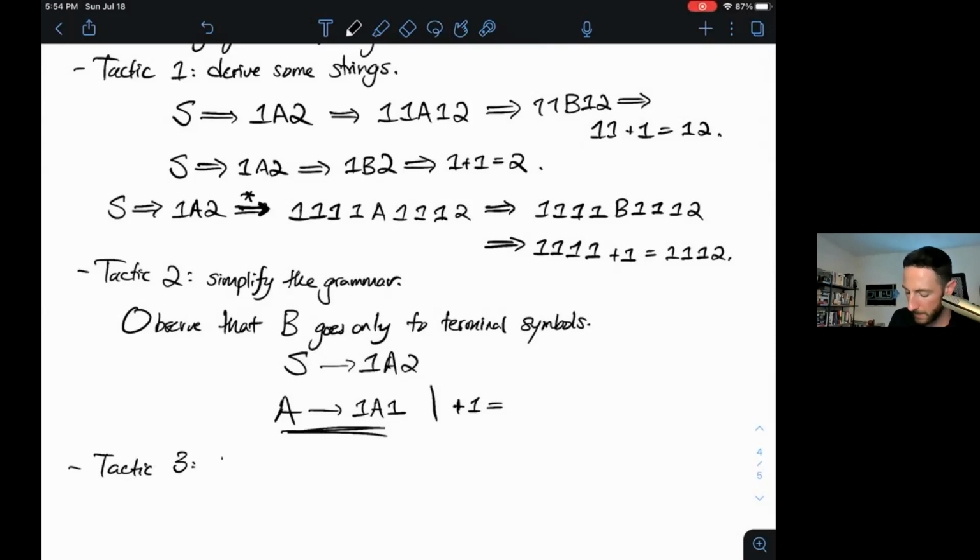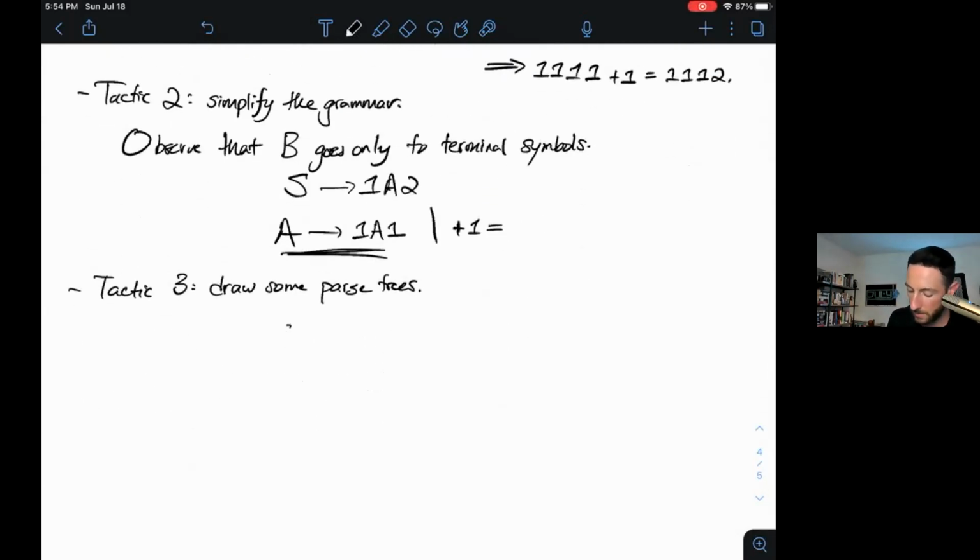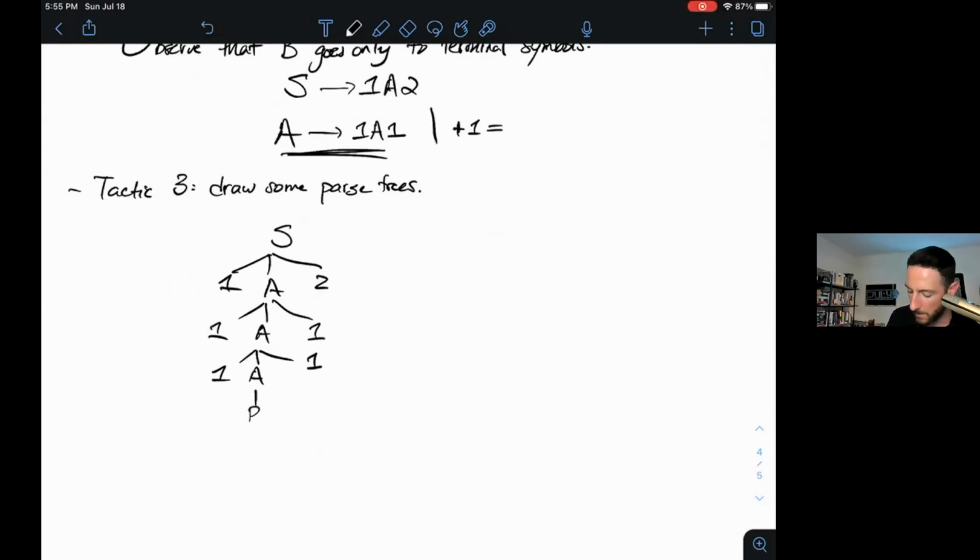A third way, I could draw some parse trees. Sometimes these are even more helpful than derivations for seeing the structure of what's going on. So in particular, I start with S, and then maybe I go to 1A1, and then, oh, sorry, S goes to 1A2, doesn't it? It's always a 2 at the end. And then A goes to 1A1, and then A goes to B, which in turn goes to plus 1 equals.